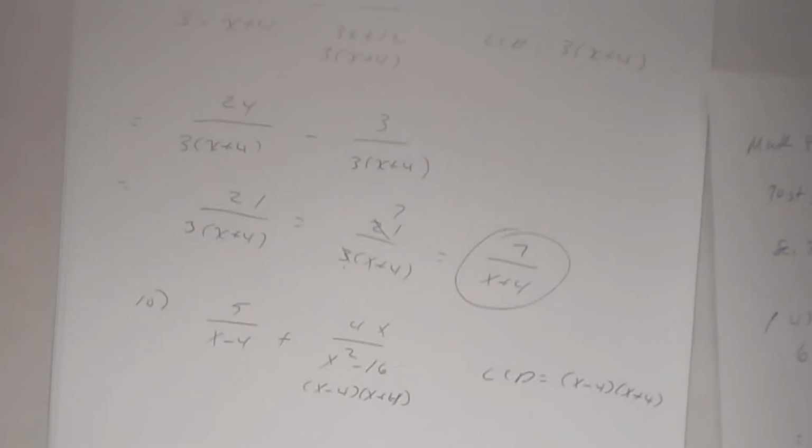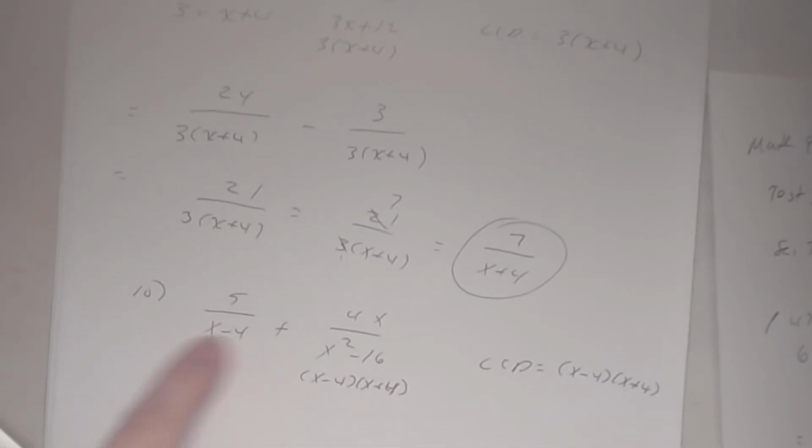That's your LCD. So again, go through the same process we did before. The first factor you see is x minus 4. There's 1 here. There's how many here? 1. I need 1. The next factor you see that's different is x plus 4. There's 1 here. There's none here. How many do I need? 1. Okay. What's the next step?